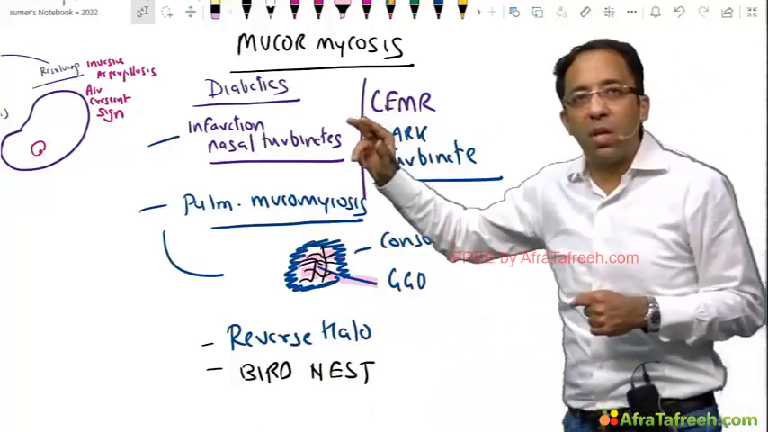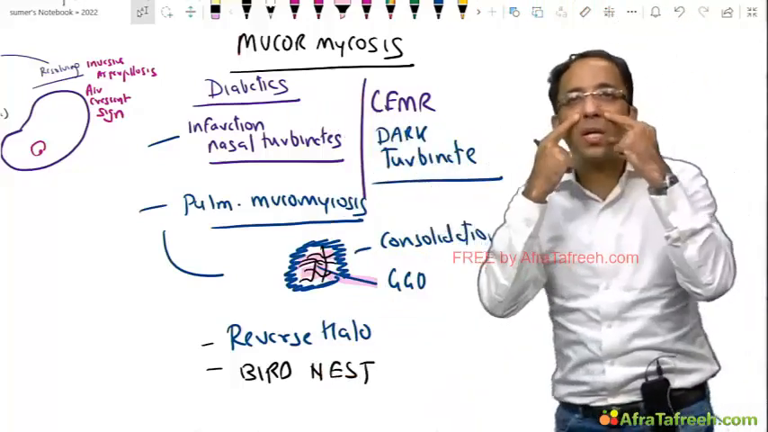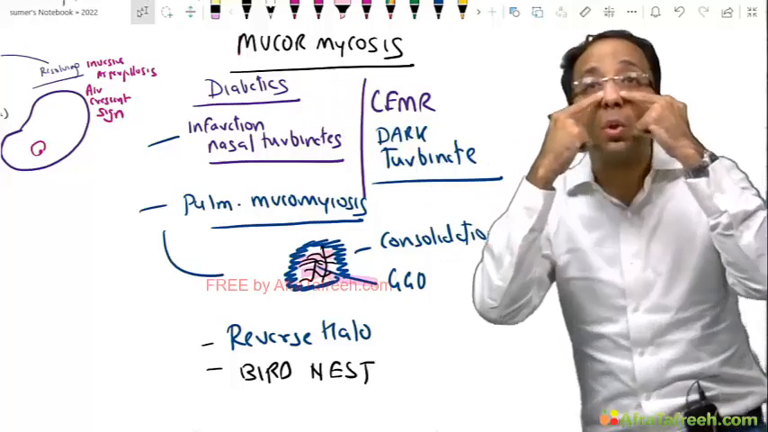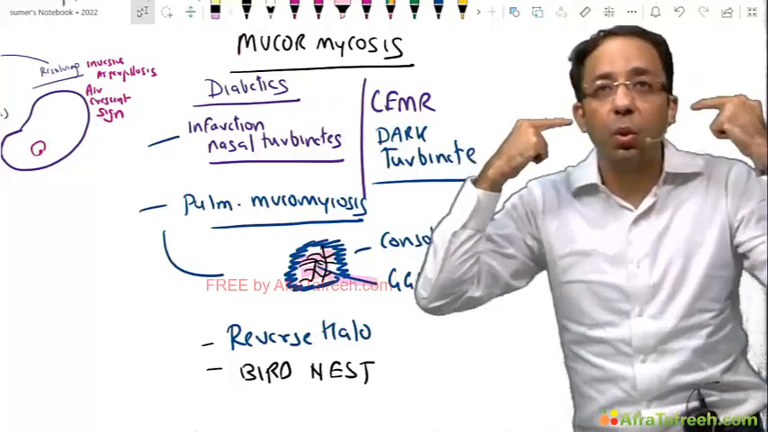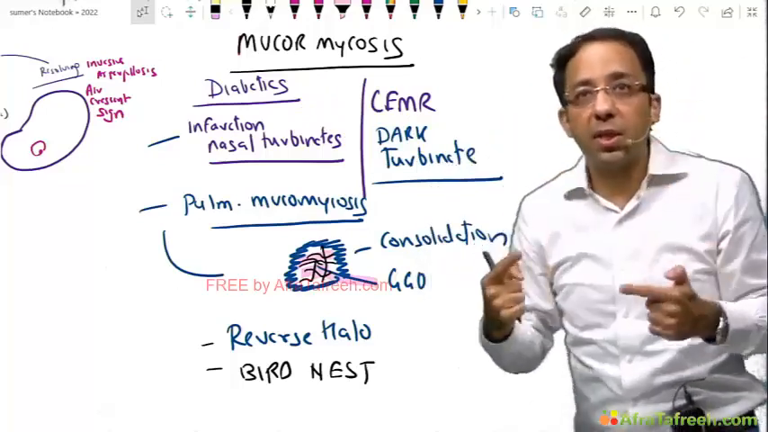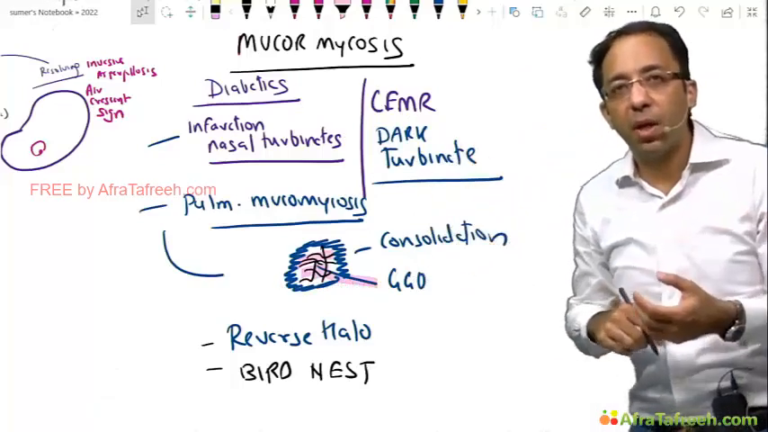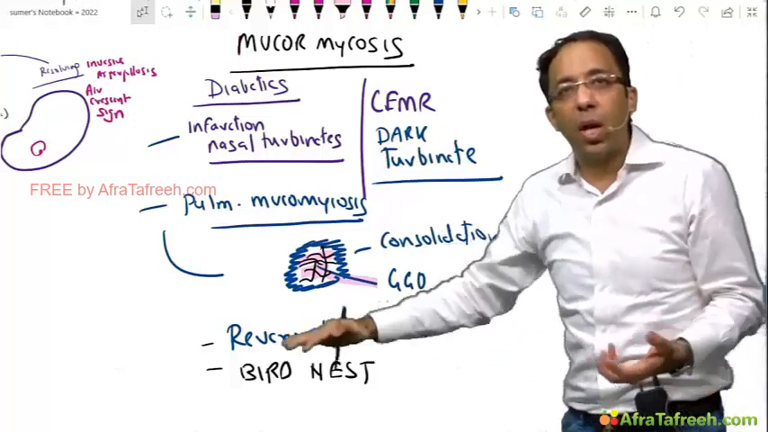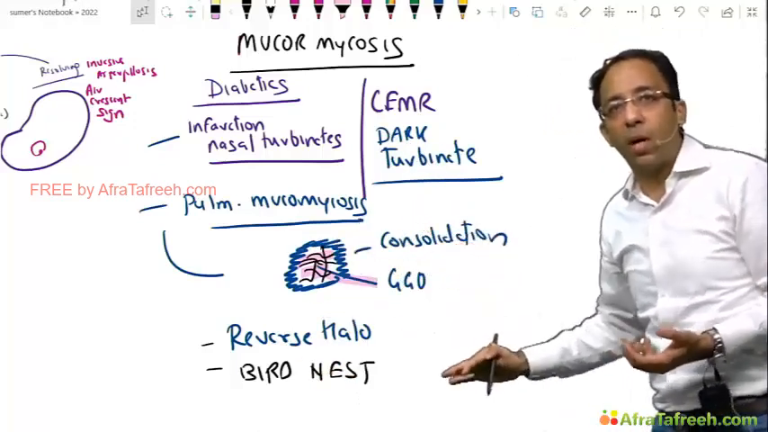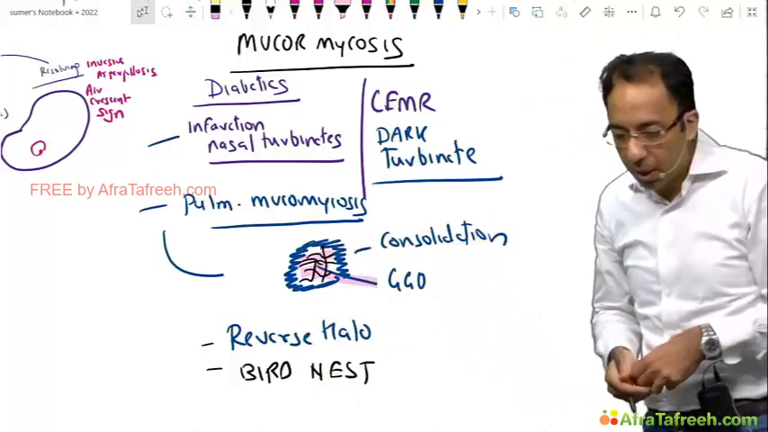So mucormycosis keywords will be diabetic, involvement of the sinus. If the sinus or the nose is involved, it can go into the brain, it can go into the orbit, that is the risk. It causes infarction of the nasal turbinates, which are dark on contrast MRI. It can go into the lung, and cause a reverse halo, bird nest-like appearance.